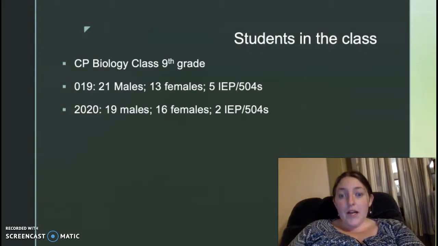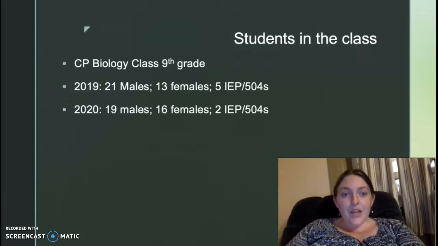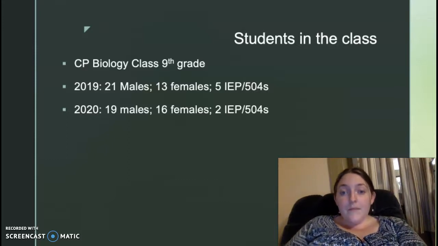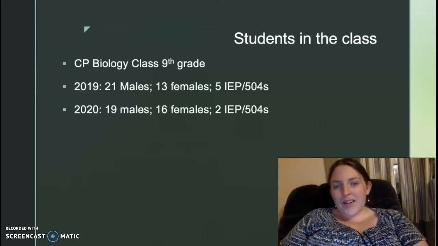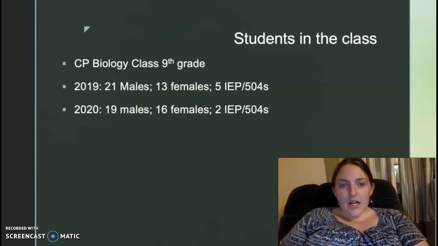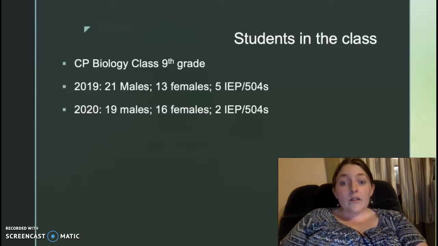I focused on my CP Bio classes, which are 9th graders, and I focused on the years 2019 and 2020. I picked out 2 classes from each that were approximately the same size altogether. In 2019, I had 21 males and 13 females, which gave me a total of 34 students with a total of 5 IEPs and 504s. In 2020, I had 19 males, 16 females currently, and only 2 IEPs and 504s.